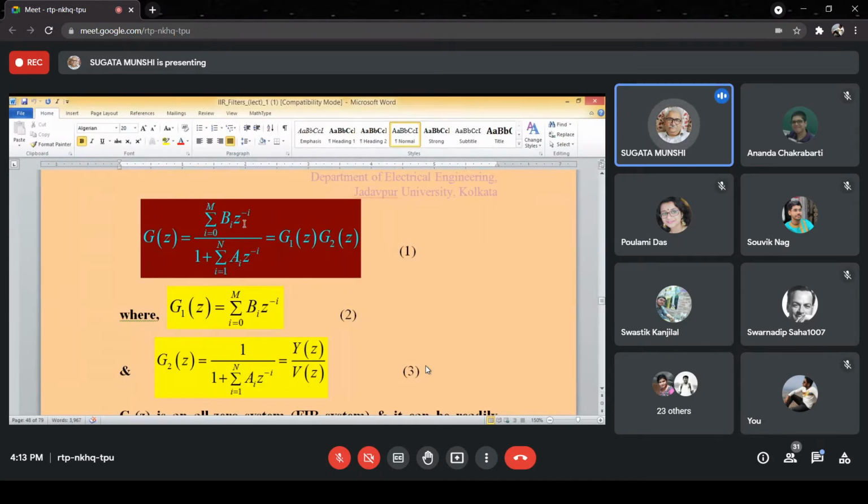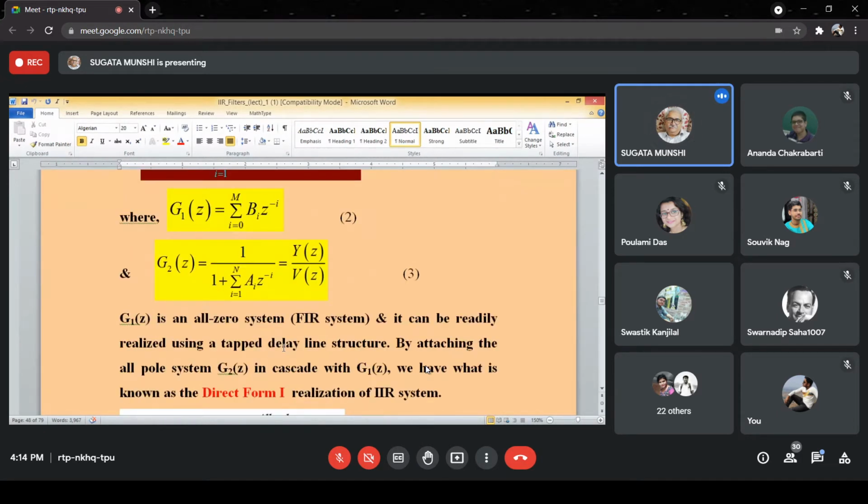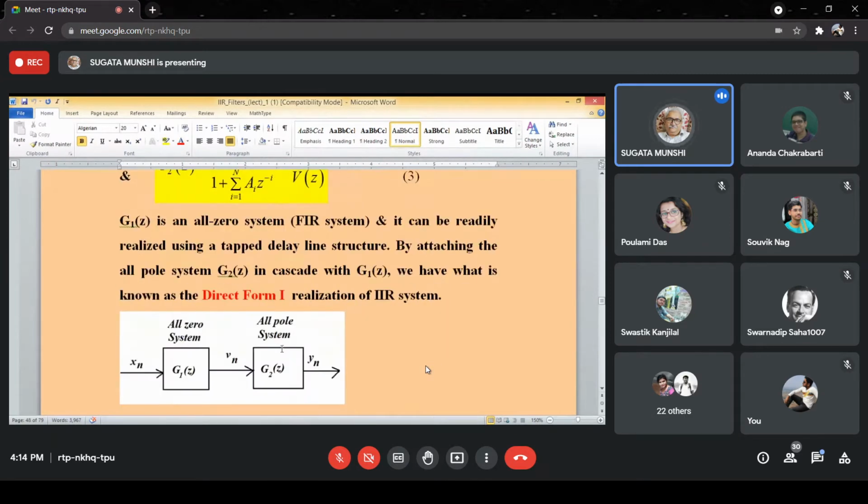We considered that this transfer function consists of two parts, G1(z) and G2(z). G1(z) is the numerator, that means an all zero system. And G2(z) is the reciprocal of the denominator, so that is an all pole system. So there can be two types of direct form structures. One will be obtained if you place G1(z) first, followed by G2(z). That's what we considered last day. That type of structure is called direct form one realization.